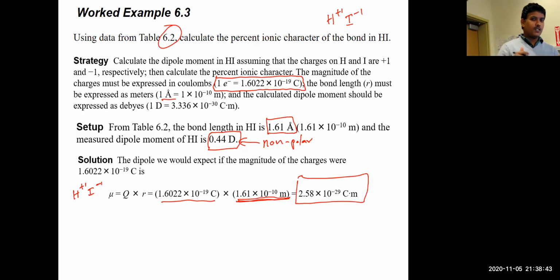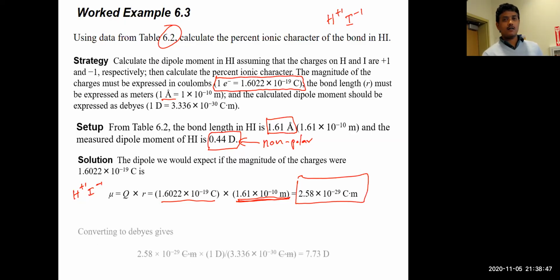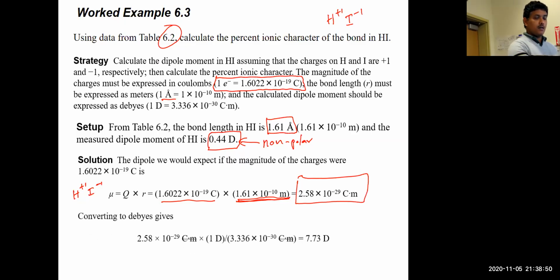but your dipole moment should be in debye. So we are going to use the debye conversion factor to convert the 2.58 times 10 to the power of -29 to 7.73 debye. 7.73 debye is the dipole moment if hydrogen and fluorine are in an ionic bond. I know it is not, but just for the sake of calculating percent ionic character, we are assuming it.